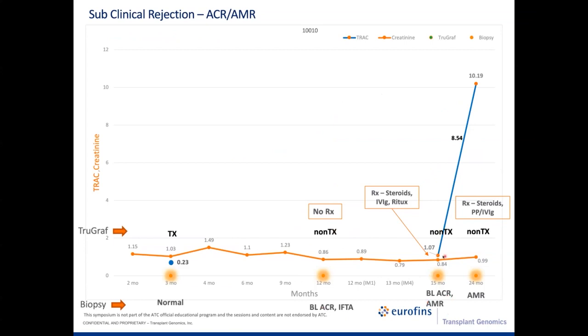At that time as well, TRAC is done, cell-free DNA is positive. The patient is treated with steroids, IVIG, and rituximab, and they continue on here. Unfortunately, several months later, still with stable renal function, they have a non-TX TruGraf assay at 24 months. Biopsy is done, still showing AMR. At that time, the cell-free DNA assays really shot up to 9 and almost 10. Again, treated with another round of steroids, plasmapheresis is added now, and IVIG. The DSA get better and the patient improves. So again, if you're just looking at serum creatinine, you're missing the picture here.